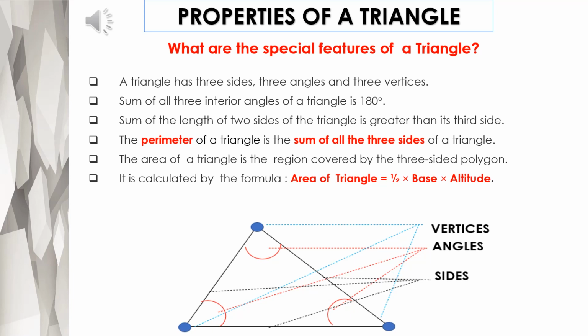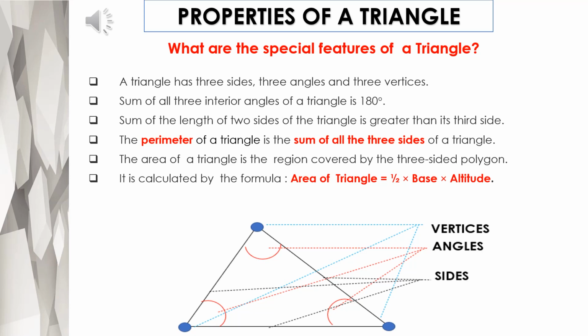Now let me take you through the properties of a triangle. What are the special features of a triangle? As we have just seen, a triangle has three sides, three angles, and three vertices. These three angles are called the interior angles of the triangle. And the sum of these three interior angles of the triangle is always equal to 180 degrees.